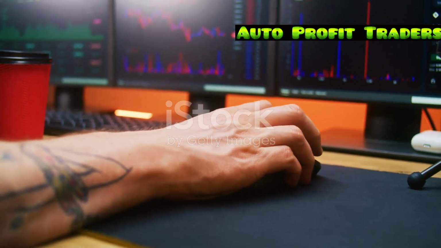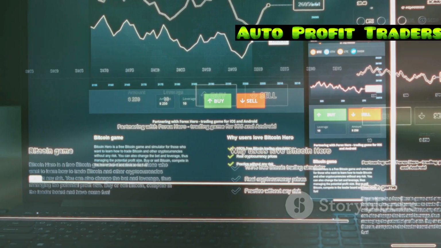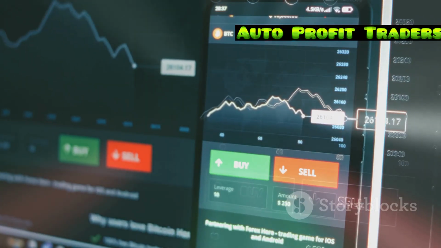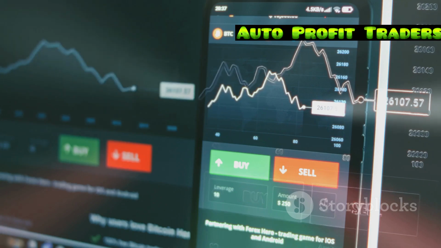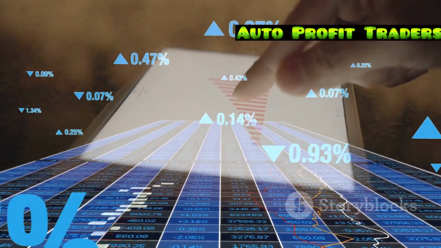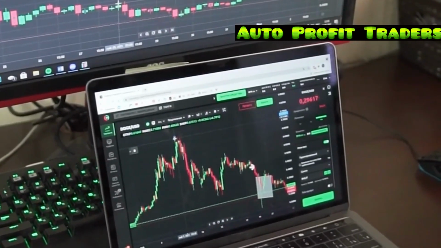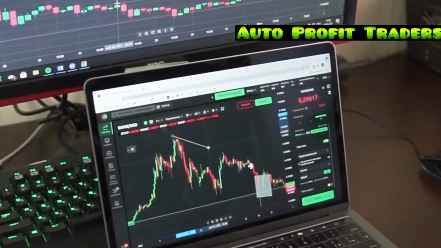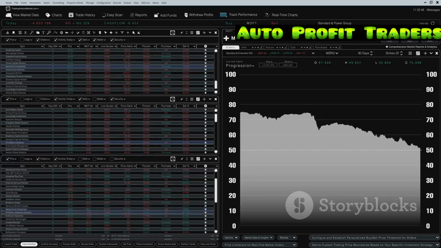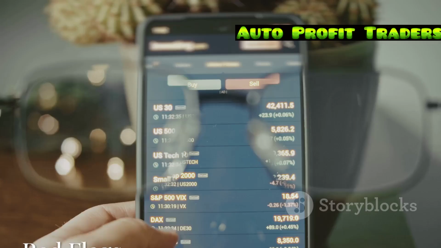Now don't just randomly copy the first trader you see. The biggest mistake beginners make is chasing whoever looks profitable today. Instead, click on a trader's profile and analyze 3 key things. Win rate. Anything above 60% is decent. All-time profitability. Are they profitable over weeks or months, not just today? Consistency. Check custom date ranges, like the last 7 days or last month, to see if they're consistently winning.